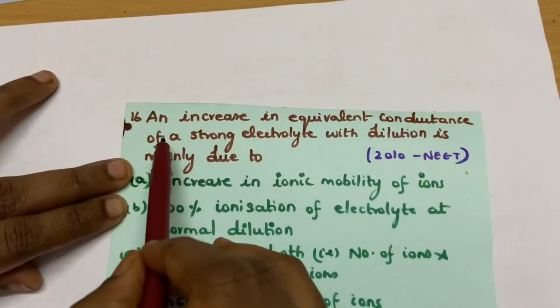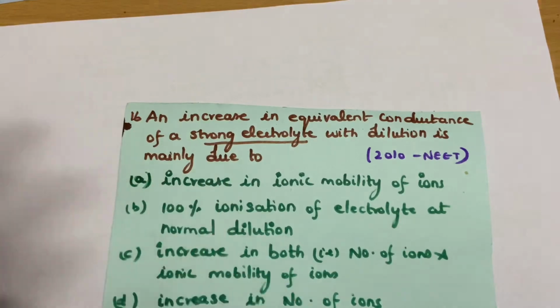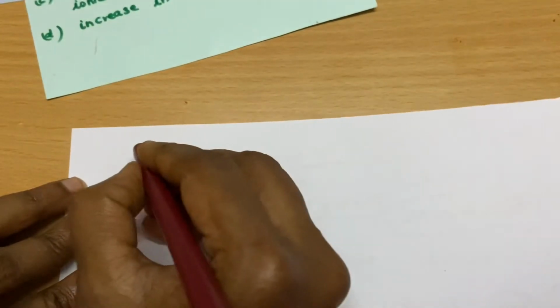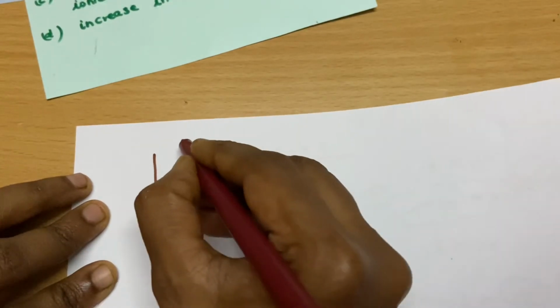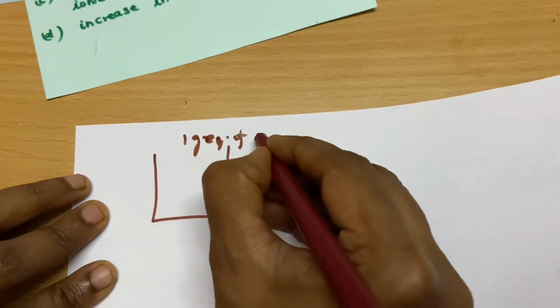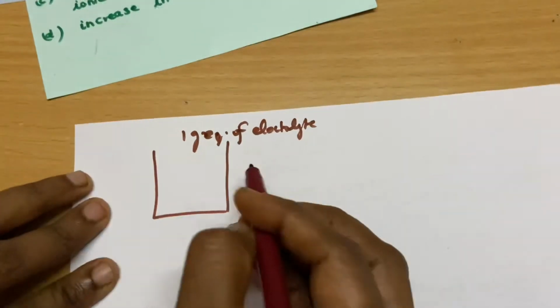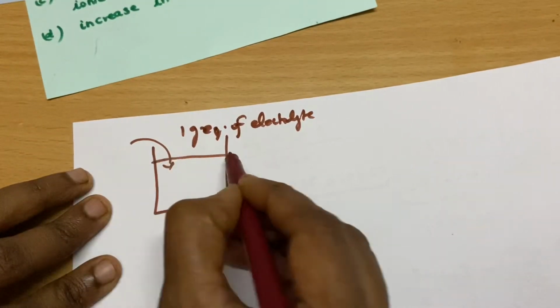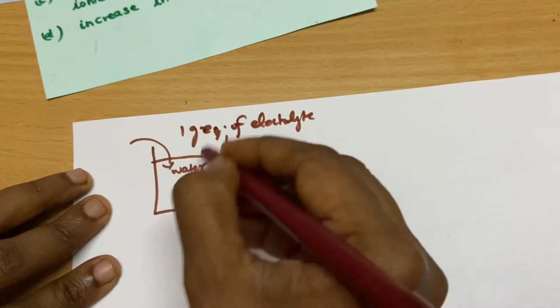So next question: an increase in equivalent conductance of a strong electrolyte with dilution is mainly due to. Before seeing the options, first I will explain what happens during dilution. Since it is an equivalent conductance, if you have 1 gram equivalent of any electrolyte, either weak or strong, and you pour water, that means you are increasing the dilution.